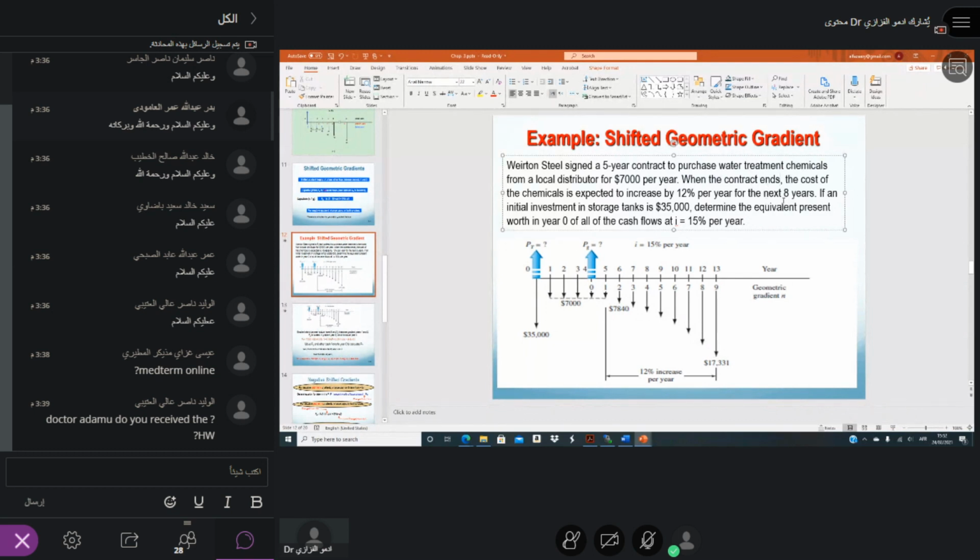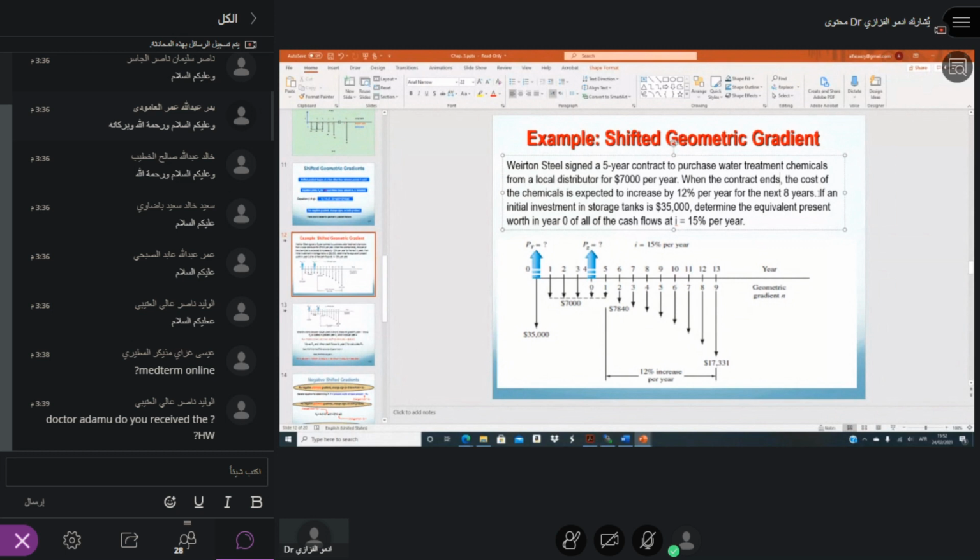For the next 8 years, so they are telling you now from year 5, you have to count 8 years. You have to put 8 years on the number line. So 1, 2, 3, 4, 5, 6, 7, 8. So you put 8 years from year 5. So that is what will guide you in constructing the table.